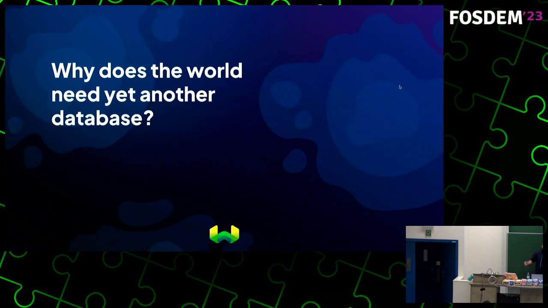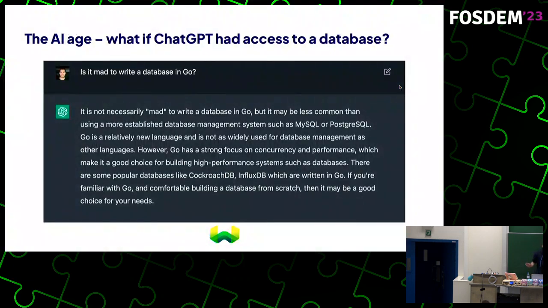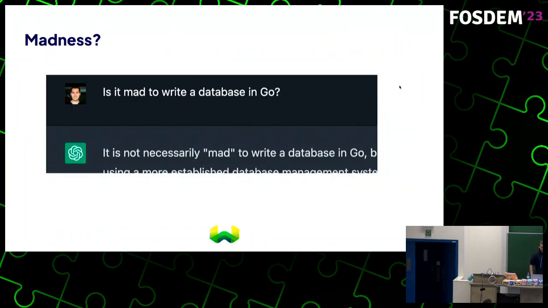So let's get one question out of the way right away. Why does the world even need yet another database? There's so many out there already, but probably you've seen this thing called ChatGPT, because that was pretty much everywhere, and it's kind of hard to hide from it. ChatGPT is a large language model, and it's really good at putting text together that sounds really sophisticated and sounds nice, and sometimes is completely wrong.